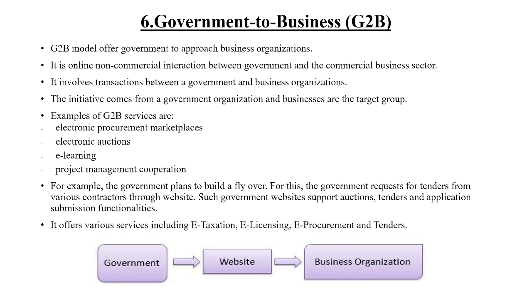So such government websites support auctions, tenders, and application submission functionalities. So it offers various services including e-taxation, e-licensing, e-procurement, and tenders. So this is the model, that is the government to business model.